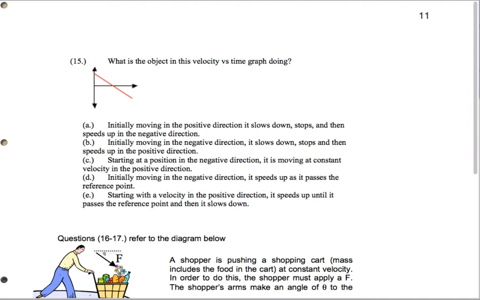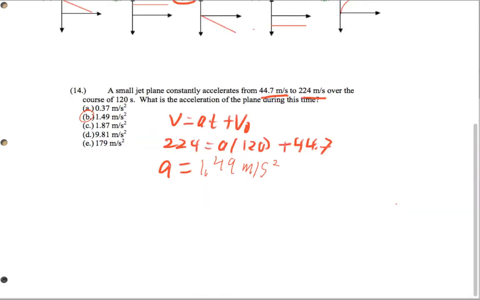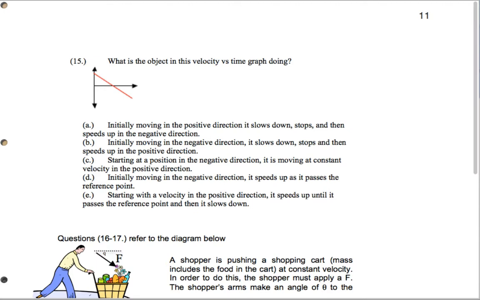All right, so question 15. Let's take a look here. This is a velocity versus time graph, and that tells us something quite a bit different about what the object's doing. So we're moving forward, and then we're slowing down, and we stop for a second, and then we start moving backwards and speeding up, which is exactly what happens here in choice A.